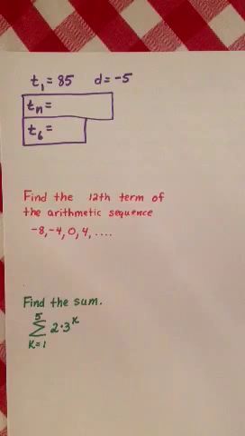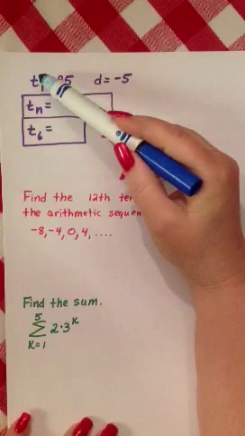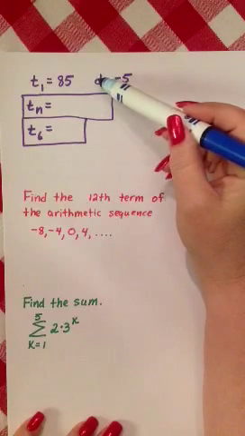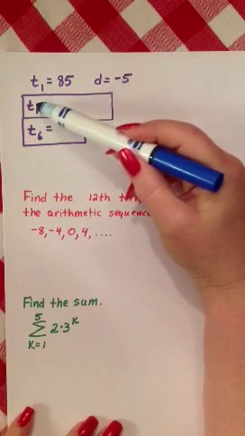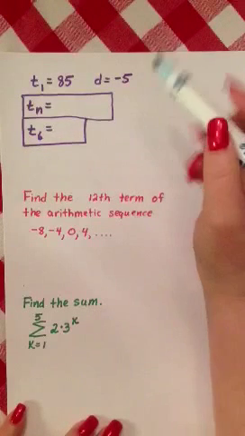Right, I've got a series of questions here. Each different question's in a different color. So the first question says, if the first term of an arithmetic sequence is 85 and the difference is 5, find the formula for t sub n and find the sixth term.